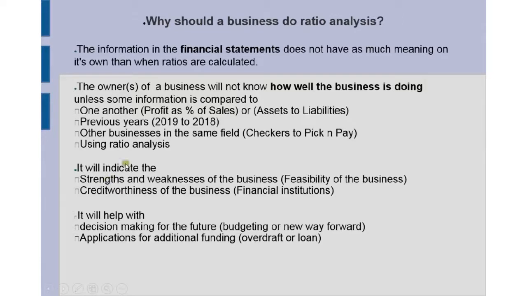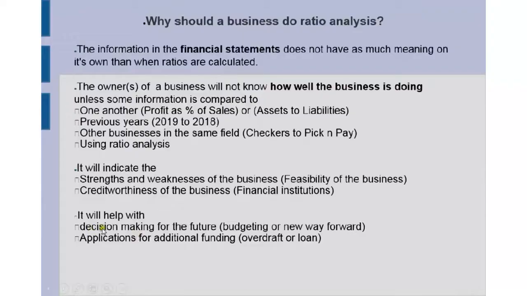So these ratios will also indicate the strengths and the weaknesses of a business, which we call the feasibility of the business, and it can then also indicate the creditworthiness of the business, and it's the same ratios the financial institutions are actually using to determine how creditworthy your business is, whether you are worthy of getting credit, whether you can pay it back, and in the time slot that they determine.